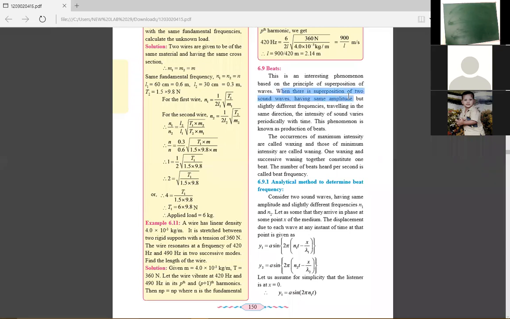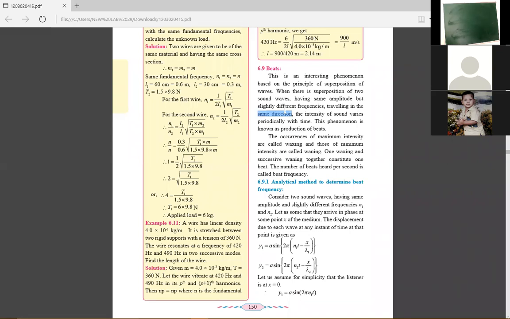We have two waves of same amplitude, but they have slightly different frequencies. The frequencies of these two waves are different, and most important thing, they are traveling in the same direction.